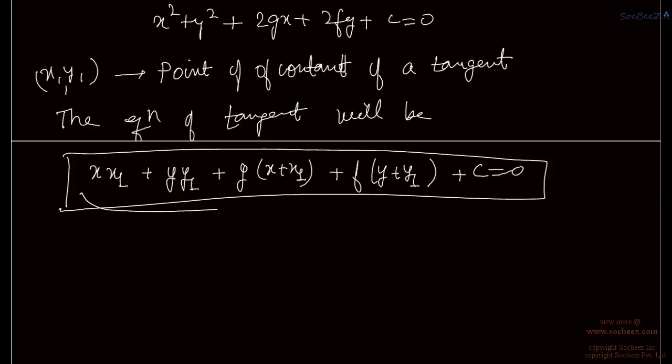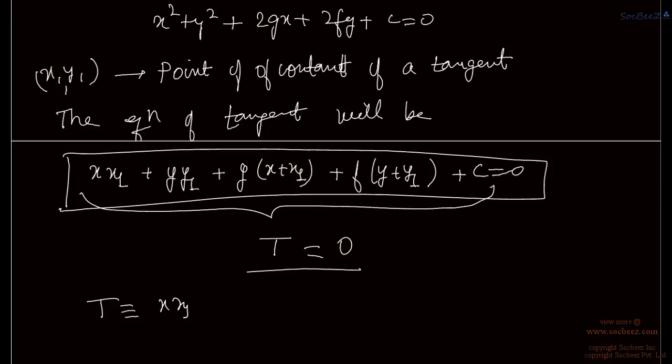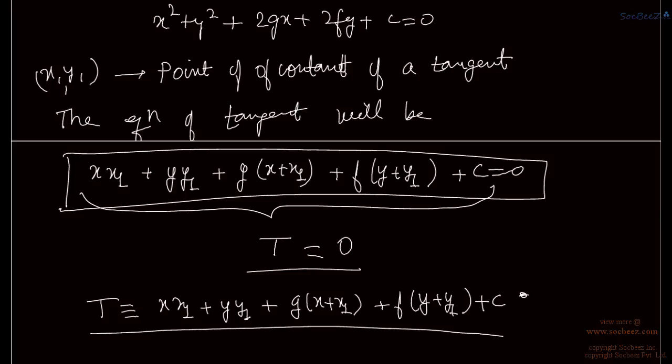So let us name this whole expression as T, T at point x1 y1. So T equal to 0 is the equation of tangent, where T is x x1 plus y y1 plus g times x plus x1 plus f times y plus y1 plus c. So this is T.